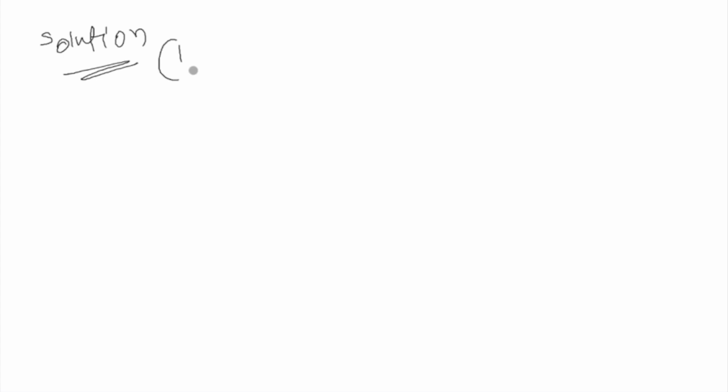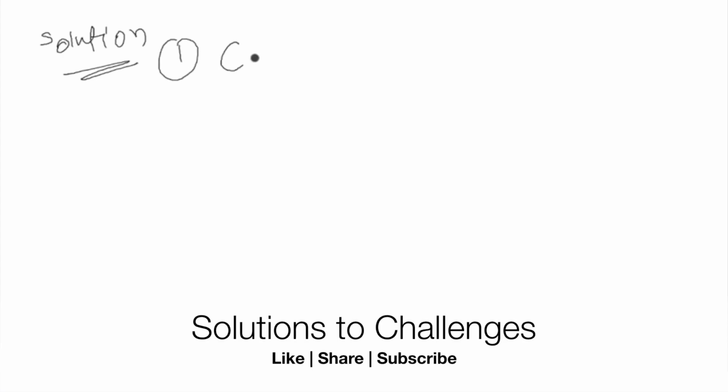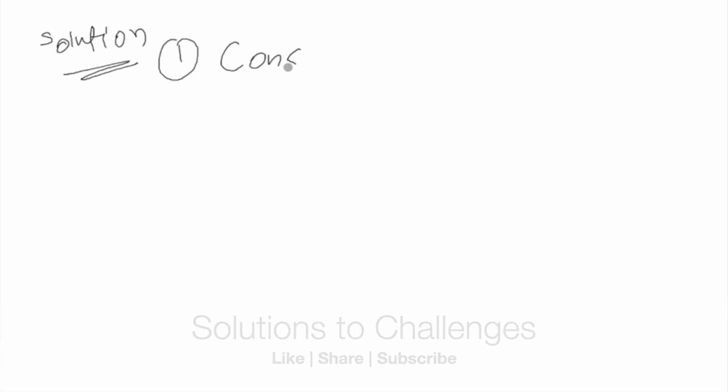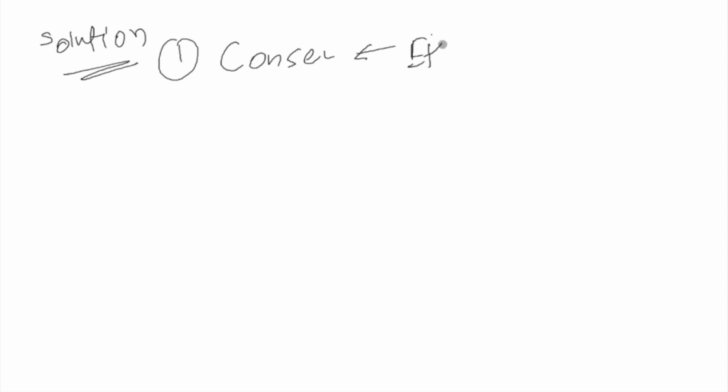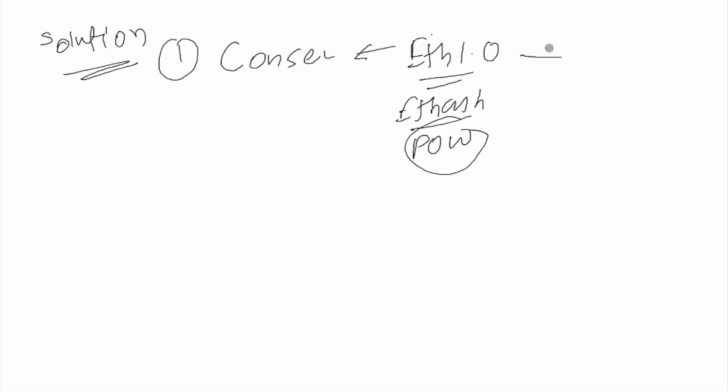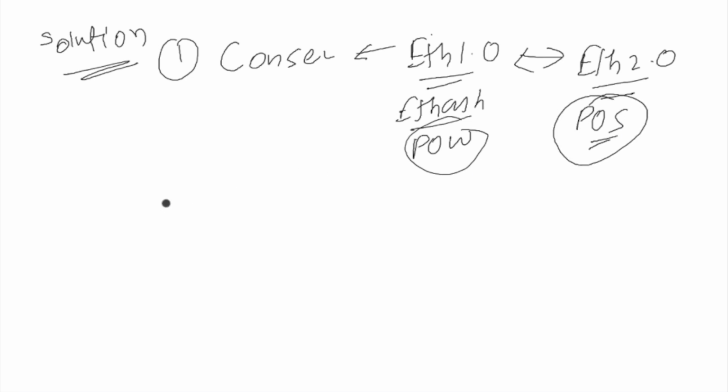Let's talk about the solution. First thing is we have to change the consensus algorithm. Because when we change the consensus algorithm, maybe we are going to support more transactions at once. So right now Ethereum 1.0 is using Ethash, which is a proof of work based consensus mechanism. Now they are shifting to Ethereum 2.0, which will use proof of stake as their major consensus mechanism, right?